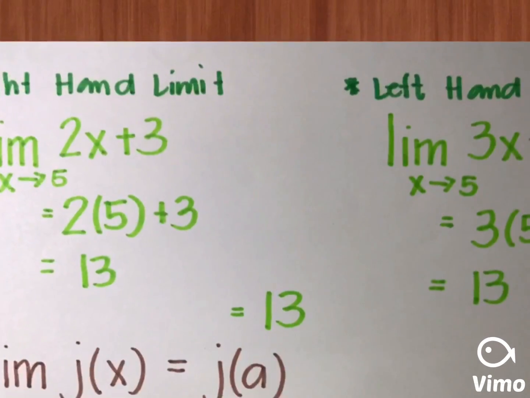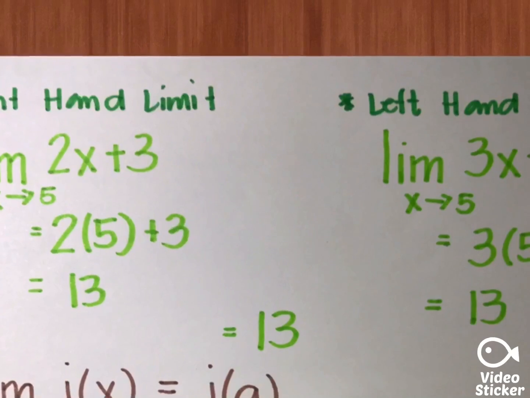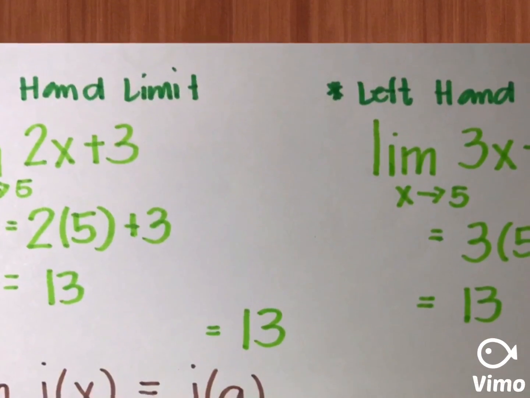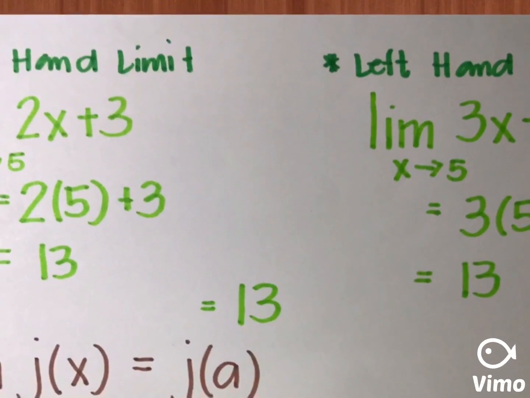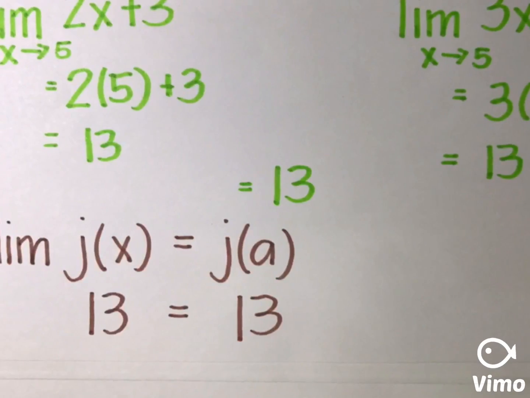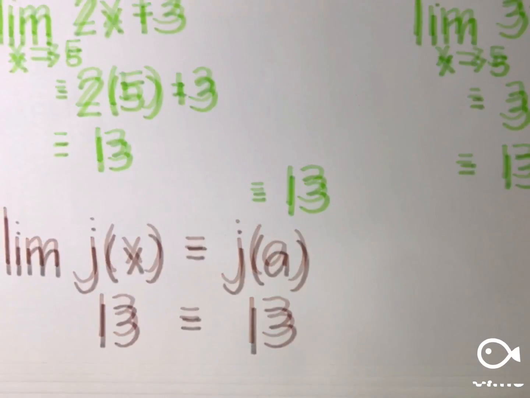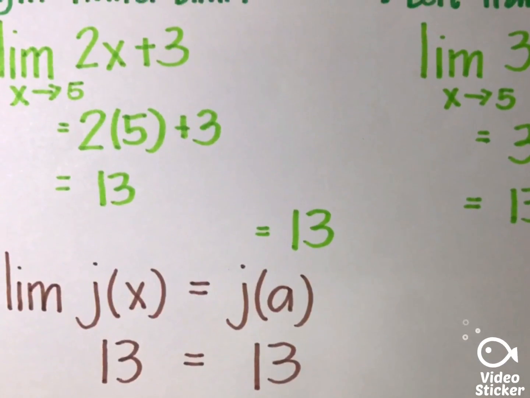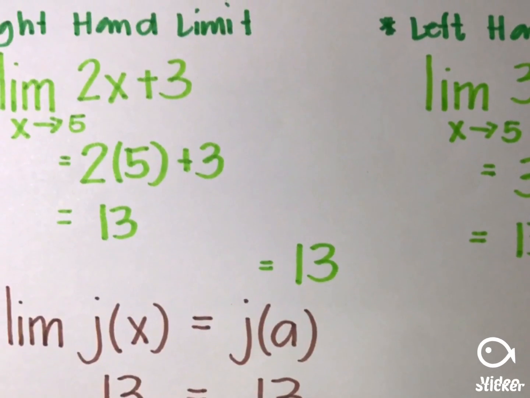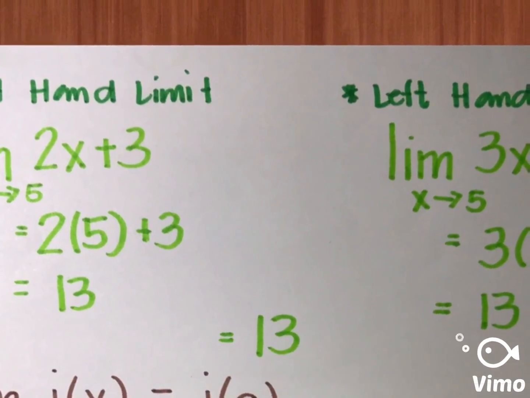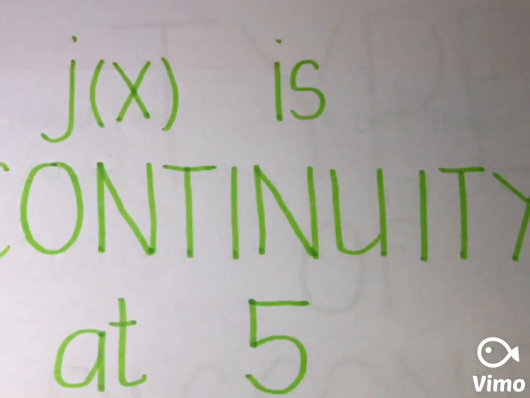Second, we have the left-hand limit. The limit of 3x minus 2 as x approaches 5. Substitute the value of x. 3 times 5 minus 2 is equal to 13. Therefore, the limit exists, and the limit of j of x as x approaches a is equal to 13. Third condition, the limit of j of x must be equal to j of a.